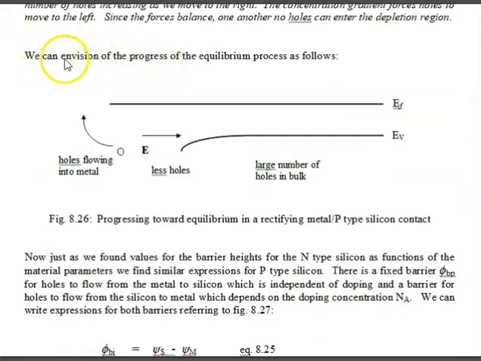And here we show the progress. The holes are flowing from the silicon into the metal. There are fewer holes at the depletion region. However, in the bulk, there's still the same density of holes that we had before we put the two materials together. So if we had 10 to the 17th in the bulk, we still have 10 to the 17th in the bulk, even after we form a junction.